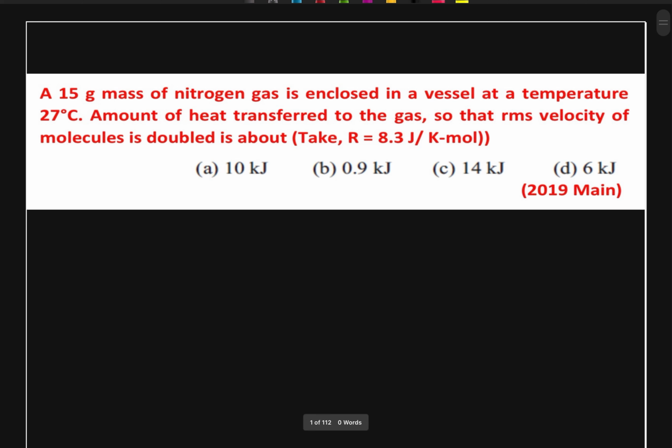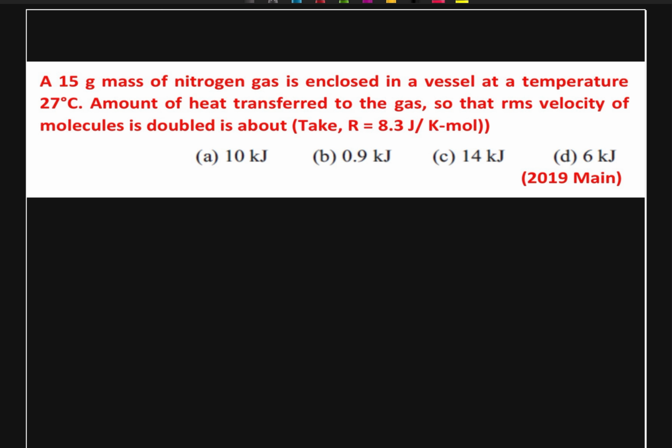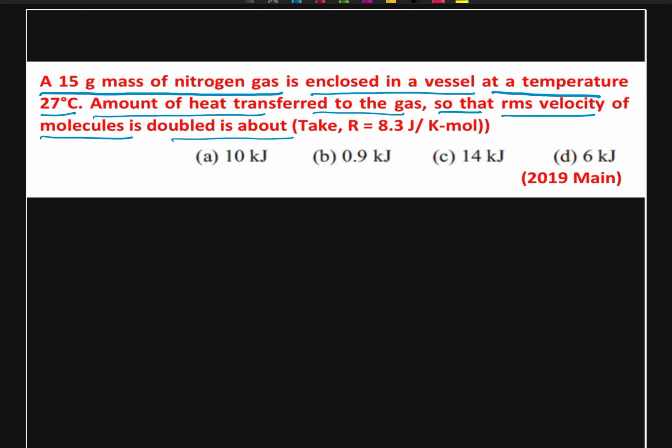So the first question states that 15 gram of nitrogen gas is enclosed in a vessel at a temperature of 27 degrees centigrade. Amount of heat transferred to the gas so that RMS velocity of the molecules is doubled is about. Take R as 8.3. So this question is directly based on the formula, because we have to write a relationship between the RMS velocity and the temperature.